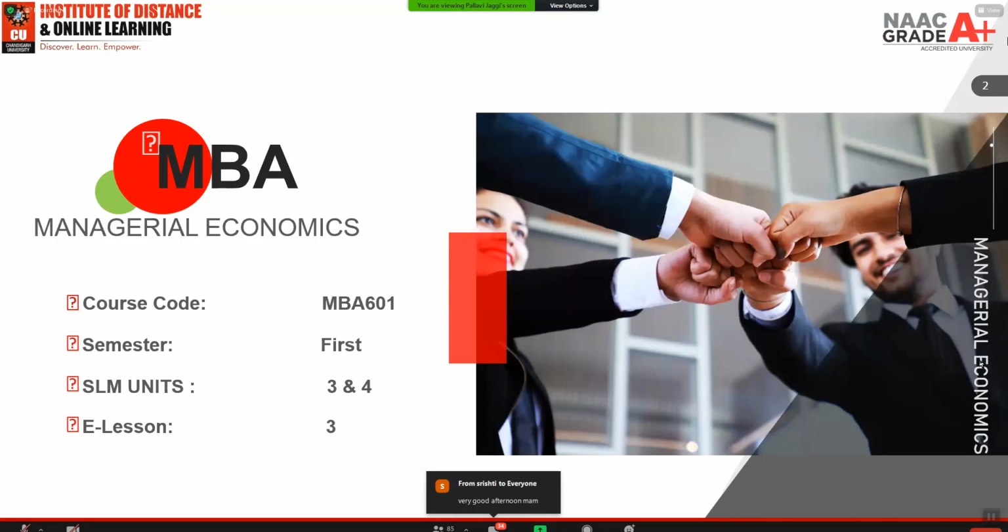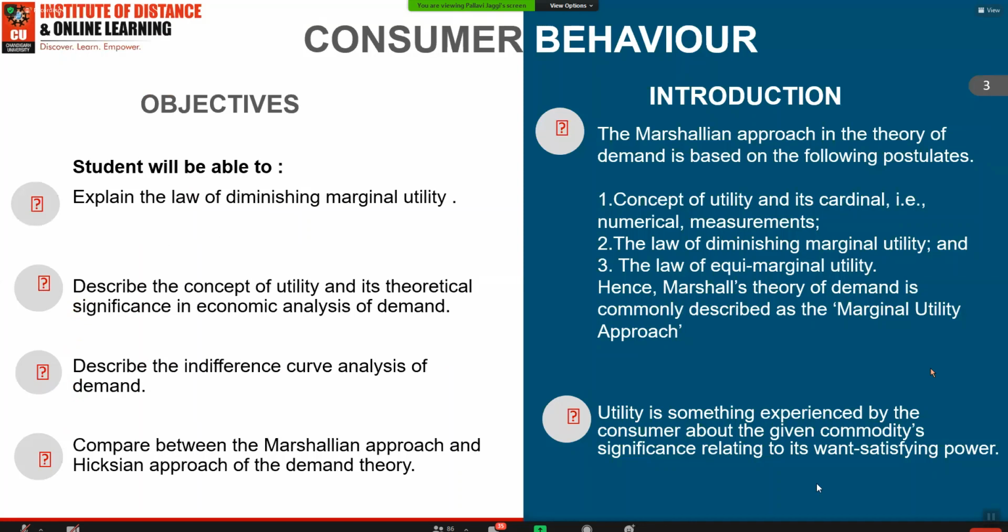So today we are going to begin with unit 3 and 4, that is consumer equilibrium. We will do this unit in parts, right? So let's see what the objectives of this unit are. This unit will explain the law of diminishing marginal utility, describe the concept of utility and its theoretical significance in economic analysis of demand. It will describe the indifference curve analysis of demand, and the comparison between the Marshallian approach and the Hicksian approach of demand theory will be done in this unit.